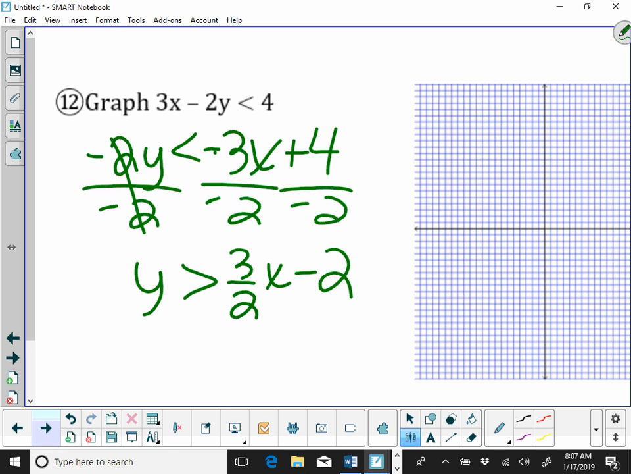Okay, so on your graph, you're going to start at negative 2. Like I said, just bear with my graph, y'all, because it's really, really small on here. And then we're going to go up 3 and right 2. Okay, and then some of y'all on your test forgot that you have to worry about whether the line's dotted or solid. This line's going to be dotted. And then we're greater than, so we're going to shade above.